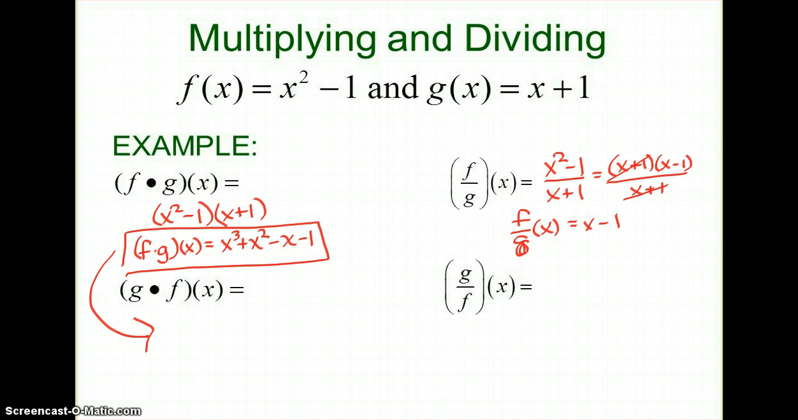minus 1. Now, the one thing about this, when you consider your domain, is you have to consider the original problem up here. And remember, we talked about just a bit ago that these two things, their domains are normally all real numbers.